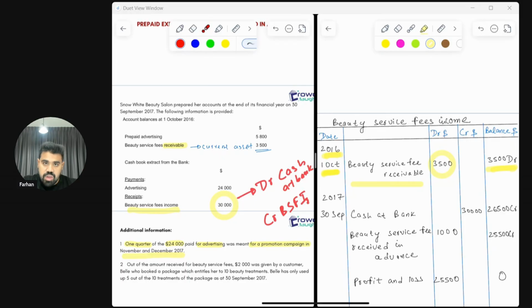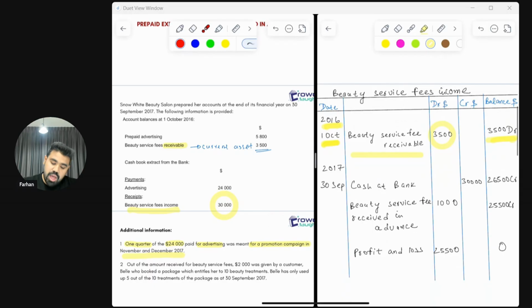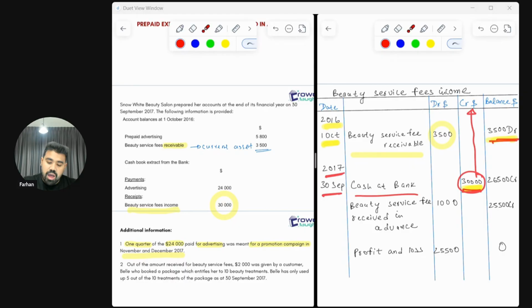So if beauty service fees income is going to be credited, that is what we are reflecting within this main account which we are preparing. $30,000 is being recorded on 30 September 2017, which is being credited, as you can see, within the beauty service fees income account. And the description, which is the relevant cross-reference, is the cash at bank, okay? Altogether, $3,500 debit and then $30,000 credit. When they are adjusted, we are left with $26,500 with more weight on the credit side, okay?